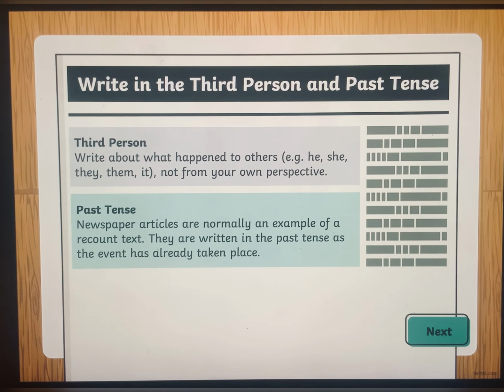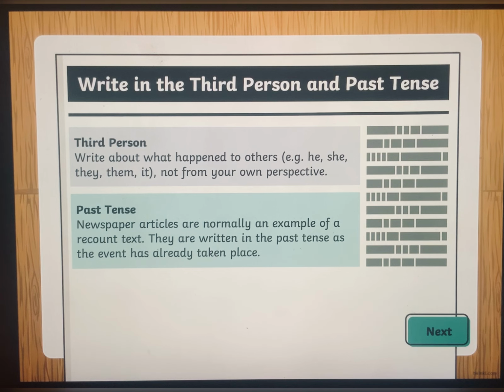Write in the third person and past tense. Your newspaper or your news article is something which has already happened. So when I'm saying third person, okay, write about what happened to others, like he, she, they, them, not from your own perspective, okay? It has to be a valid aspect. Past tense.